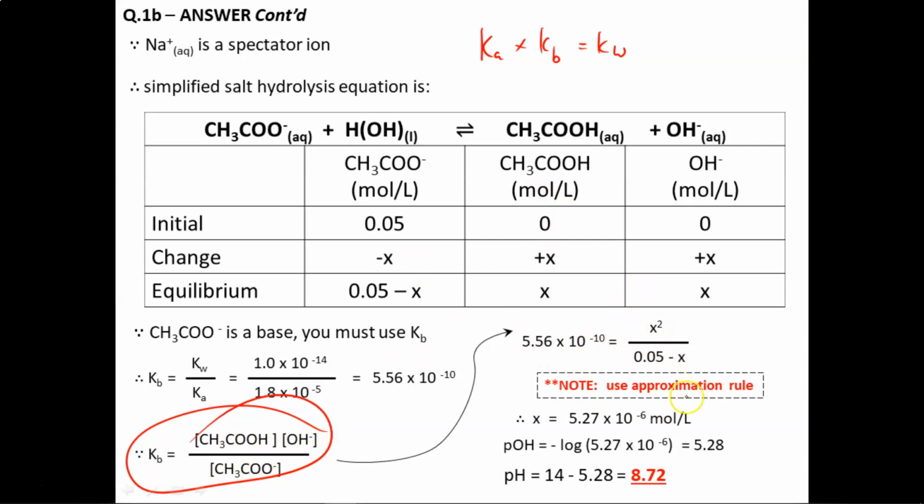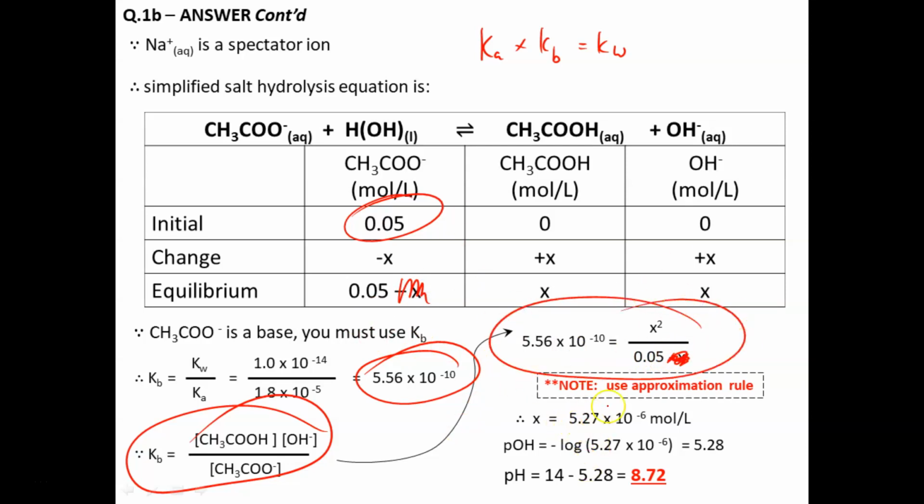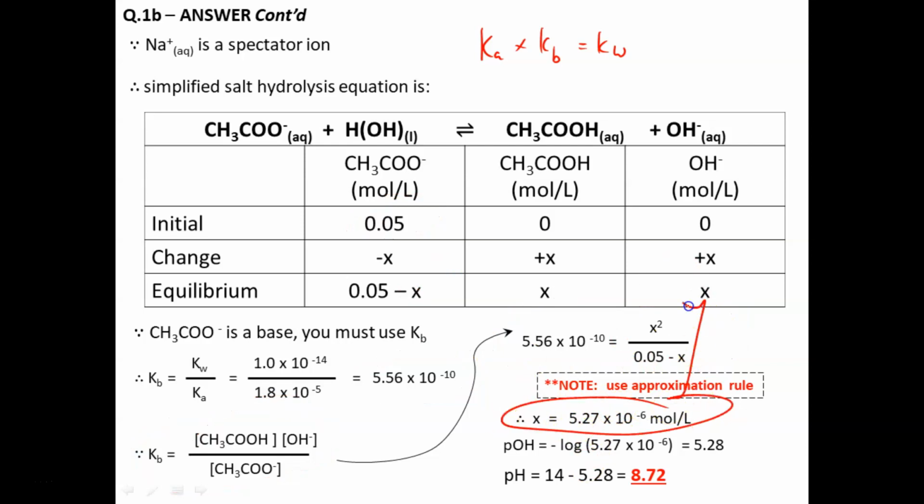Again, I'm going to use the approximation rule, so I'm going to take the initial concentration divided by the Kb value, and it's going to be greater than or equal to 1,000. Therefore, the X value is negligible, and I can just substitute this one in here, and it makes my calculations so much easier, and I can solve for X. Now, since X represents the hydroxide concentration, I have to calculate the pOH first. pOH, negative logarithm of the hydroxide concentration, gives you 5.28. From there, I can rearrange the pH plus pOH equation. It equals 14. Rearranging the equation, I get 8.72.